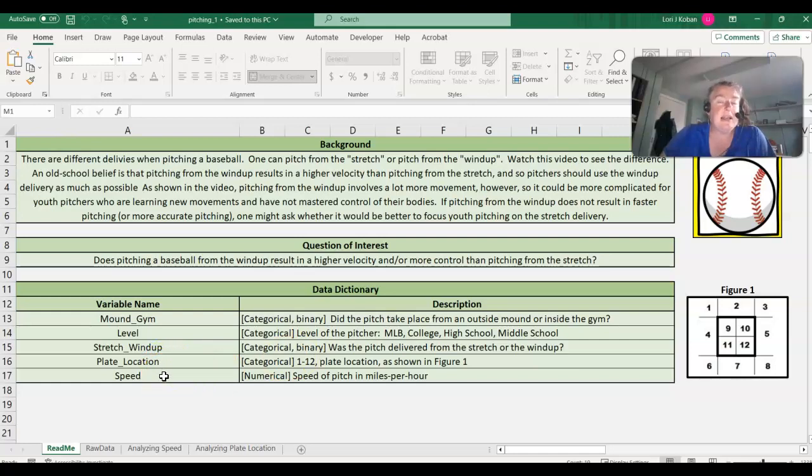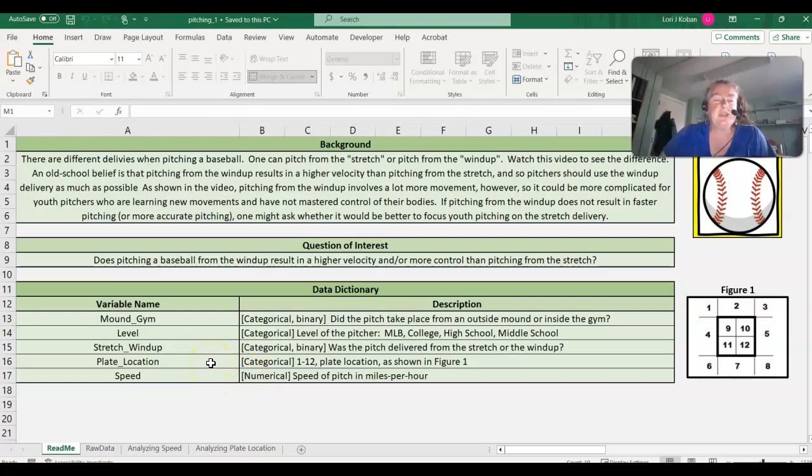We have speed. So what is the velocity of the pitch? 68 miles per hour. What is it? And so that's numerical. There's lots of different options. I don't know what the min and the max are. We will discover that later. But that's different than categorical because numbers describe our data. So data is going to be either categorical or numerical, and the way that you analyze it is different in each case.